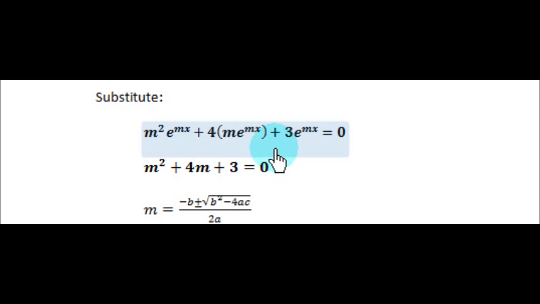Upon simplifying, we get this equation: m squared plus 4m plus 3 equals 0, which is what we call the auxiliary, or the characteristic equation. Now we have to solve for the values of m. You can use the quadratic formula, which is negative b plus or minus the square root of b squared minus 4ac all over 2a. Take note that our a is equal to 1, our b is equal to 4, and our c is equal to 3. So substitute.